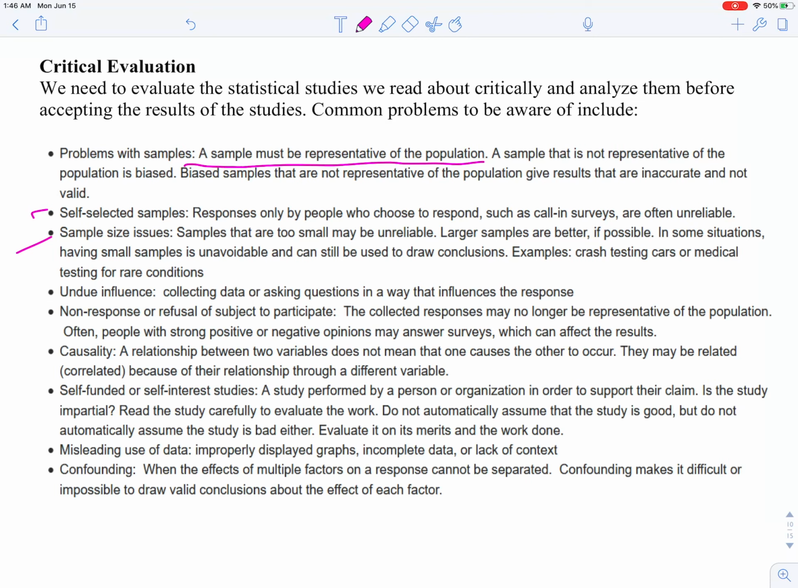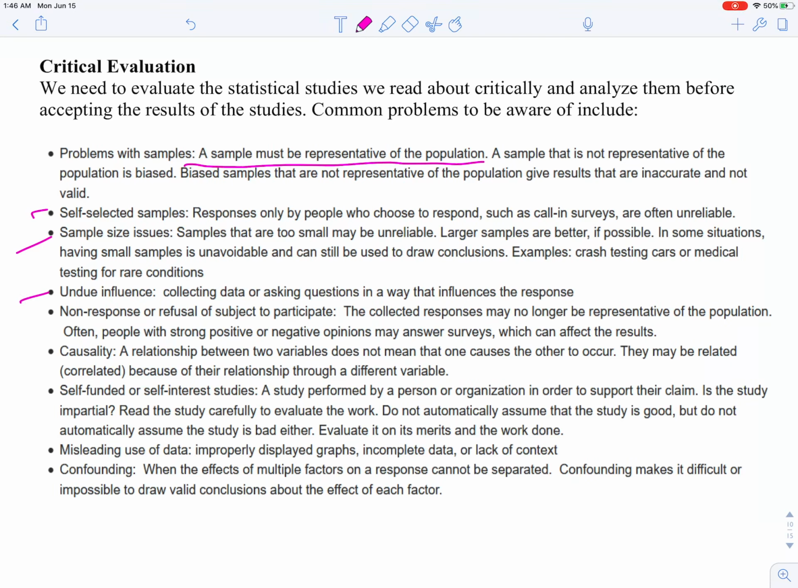Larger samples are definitely better if possible. In some situations, having small samples is unavoidable and can still be used to draw conclusions. It's just less accurate. Examples: crash testing cars or medical testing for rare conditions. You don't want to crash too many cars, otherwise there goes the company's profit margin.